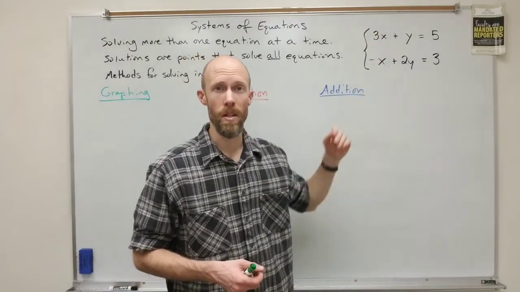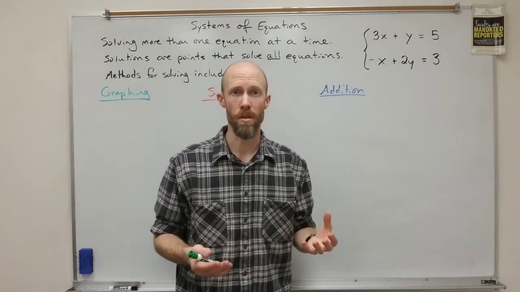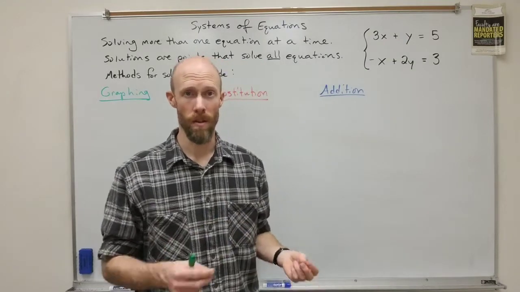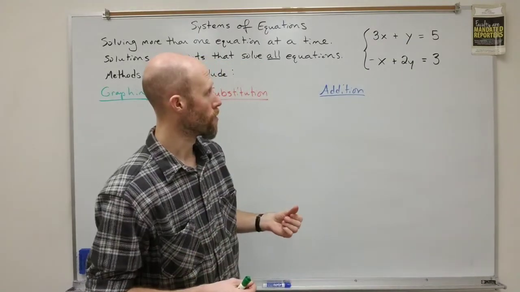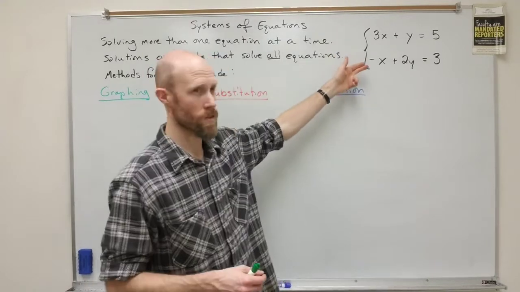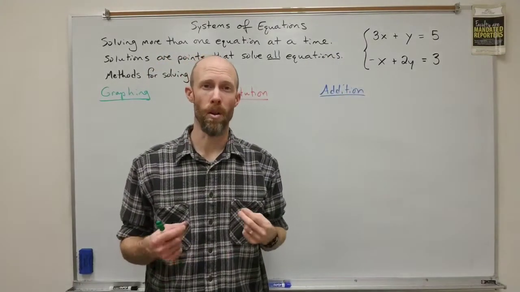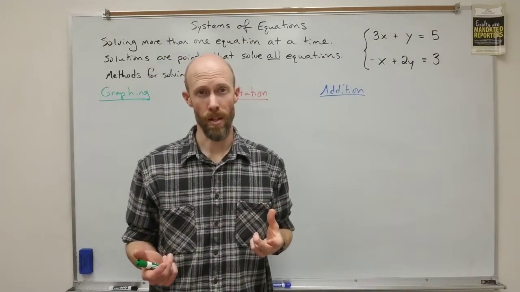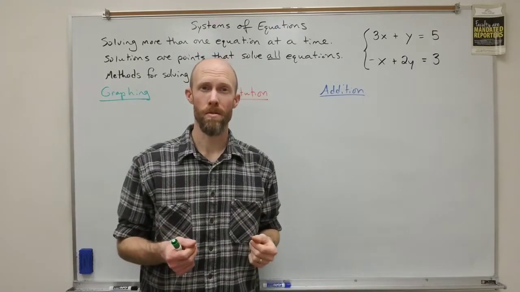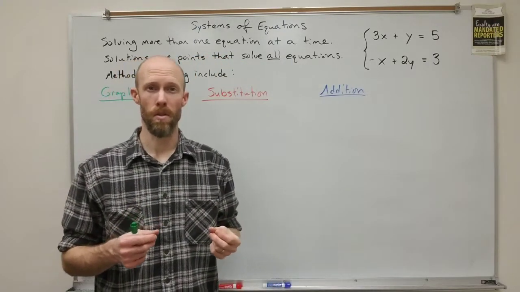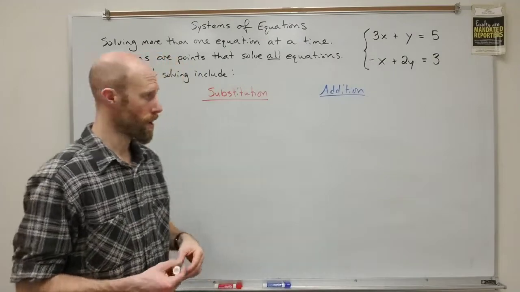Now, each equation individually is a set of points, right? An infinite set of points that fills in a line. Well, any point that satisfies both is a point that would be on both lines, the intersection point. Points that are on two different lines are going to be the intersection of the two lines.